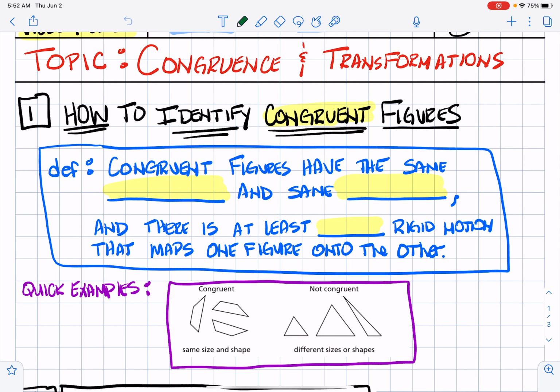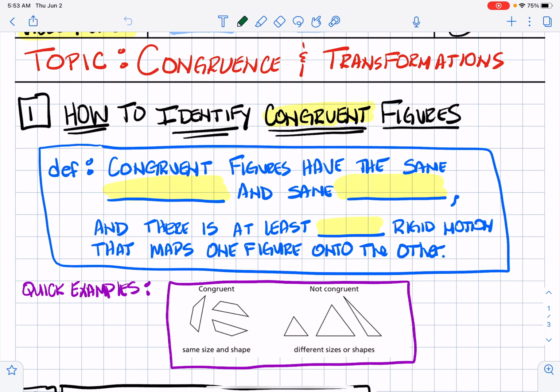So box number 1 is wanting us to understand how to identify a congruent figure. You should recall that congruent lines and line segments, like we've studied before, means they have the same measure or the same length. Congruent angles have the same angle, like 45 degrees is congruent to 45 degrees. So when you hear the word congruent, you should automatically be thinking something's going to be the same.